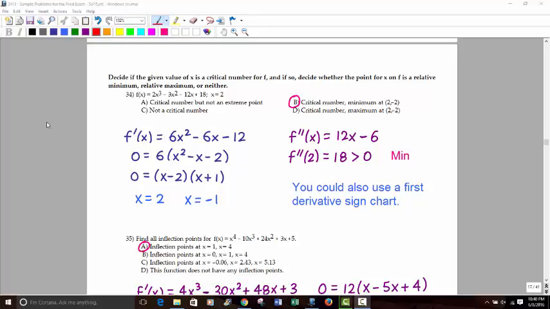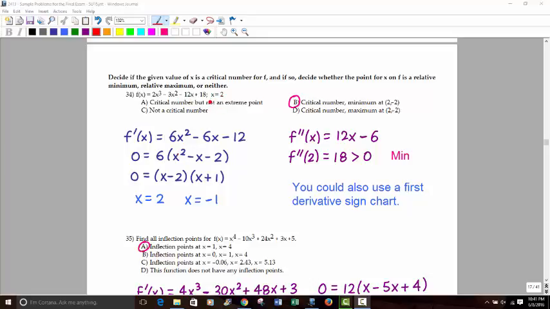Number 34, determine if the point is a critical number, and determine whether that's a minimum or maximum. All right, now I chose a different approach on this one, which I'll explain. And I'll tell you what you could have done without actually doing it here. But I took the derivative, a pretty easy function.